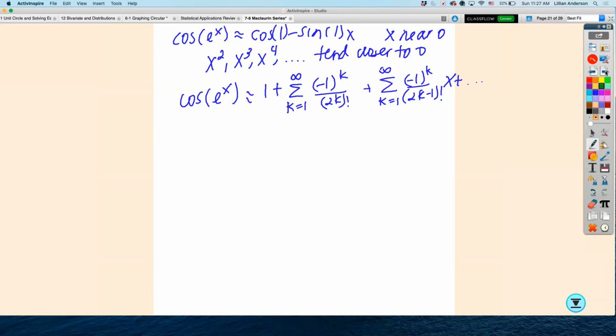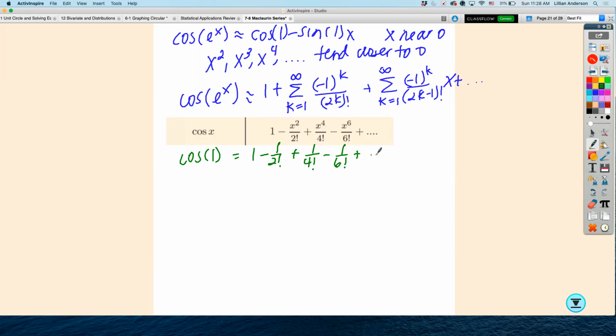What is the cosine of 1? Using what we know about the cosine Maclaurin series expansion, which is this, cosine of 1 would be whatever we get when we plug 1 in for x. So that's going to be 1 minus 1 over 2 factorial, plus 1 over 4 factorial, minus 1 over 6 factorial, and so on and so forth.